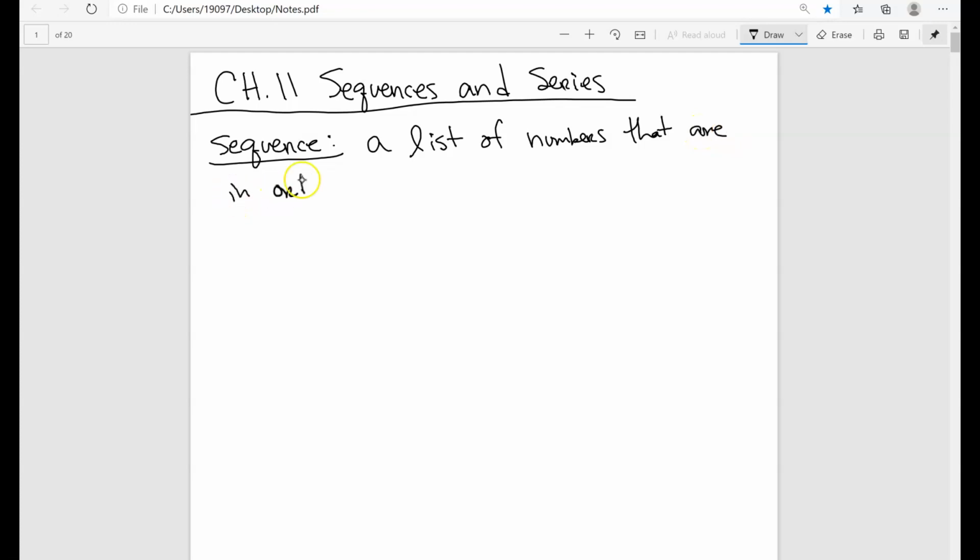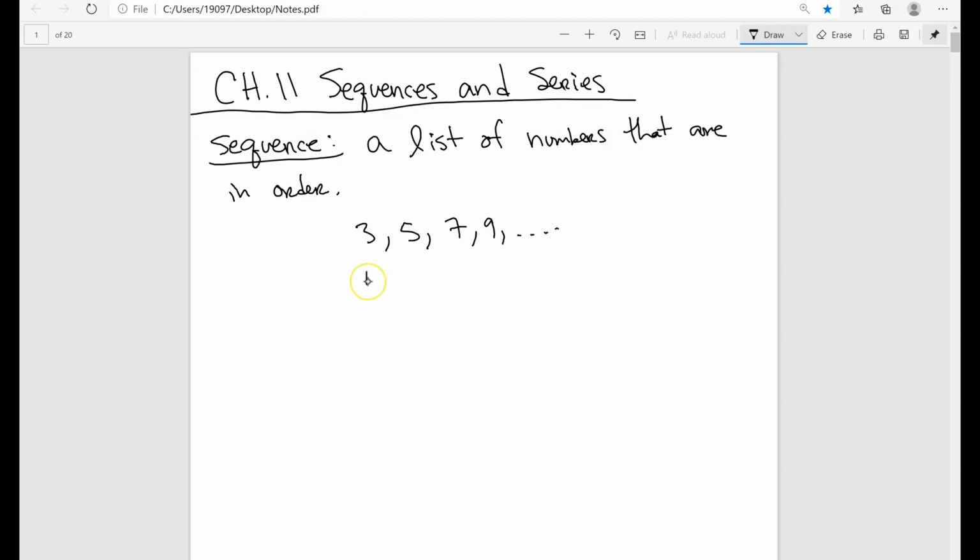In order. So there's some ordering to this type of sequence. A really good example of a sequence could be 3, 5, 7, 9, so kind of like a list of numbers that denote the odd numbers. This is just a list.